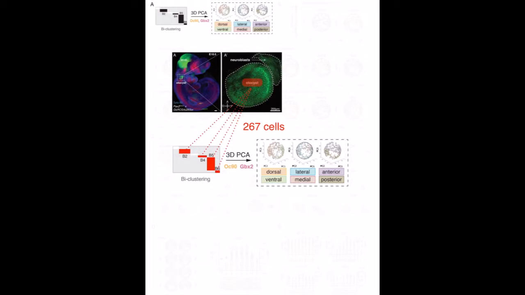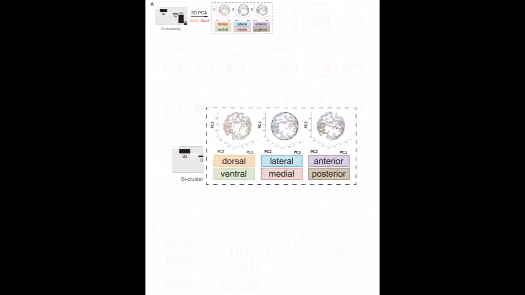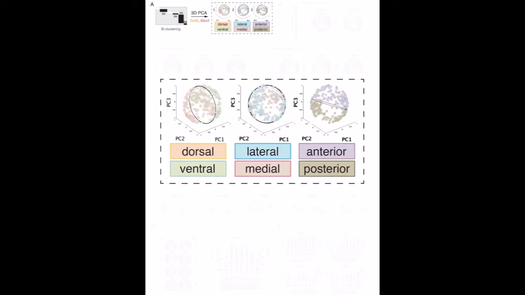quantified the data. Shown in panel A, we used 267 of the 382 collected cells that were identified as otocyst-derived using biclustering analysis. We then performed principal component analysis, projected the data onto the first three components, and normalized the location of each single cell so that they have an equal distance to the center of the sphere, representing the three-dimensional model. Expression data of two marker genes, OC90 and GBX2, helped establishing the three major anatomical axes, which allowed us to divide the model in 6 different hemispheres: dorsal ventral, lateral medial, and anterior posterior.